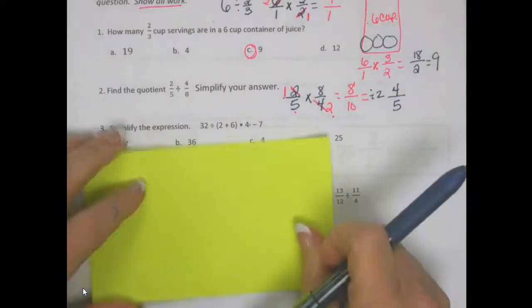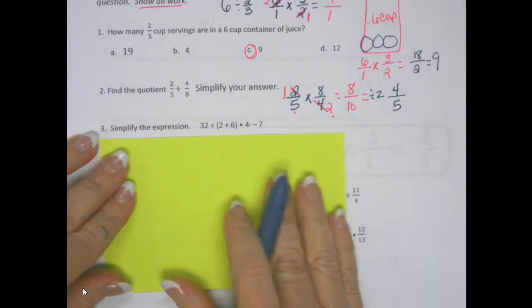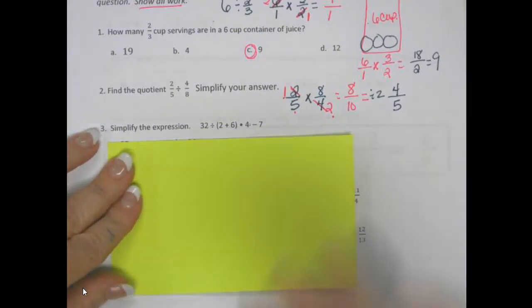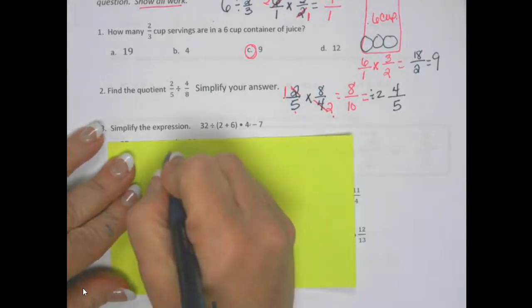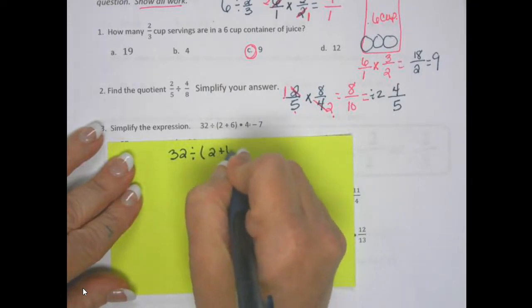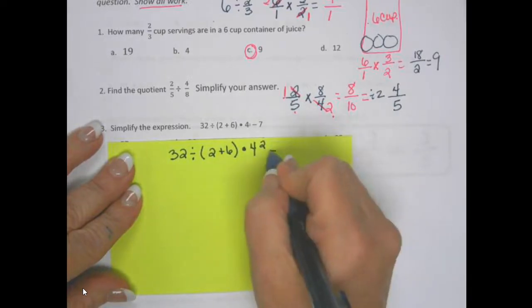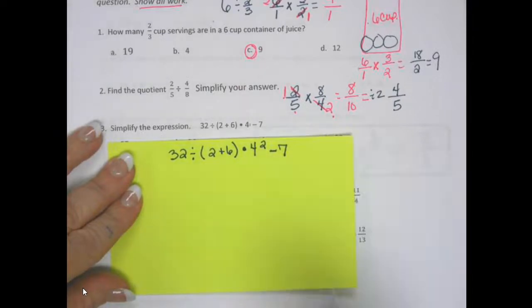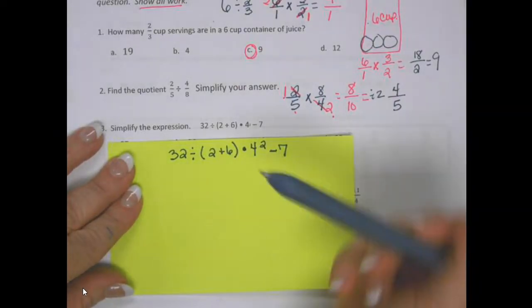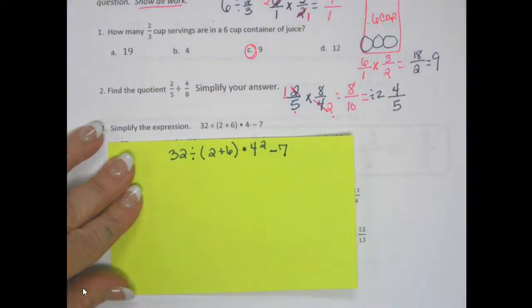Simplify the expression. This is part of the order of operations. I know I am not going to have enough room, so you can either do this on the back or another piece of paper. 32 divided by (2 plus 6) times 4 squared minus 7. Make sure when you copy it down, you copy it down correctly. I didn't the first time, so make sure you are copying it down correctly.